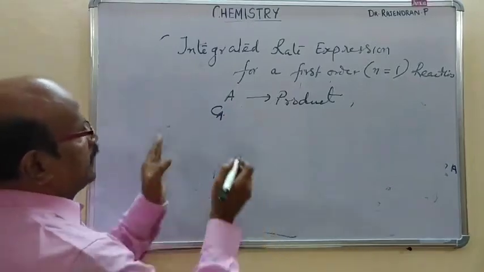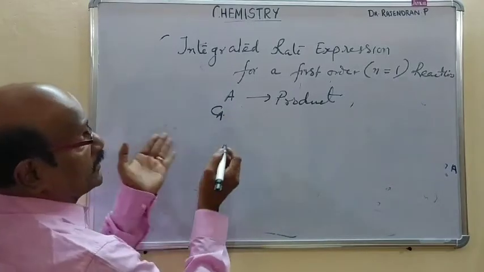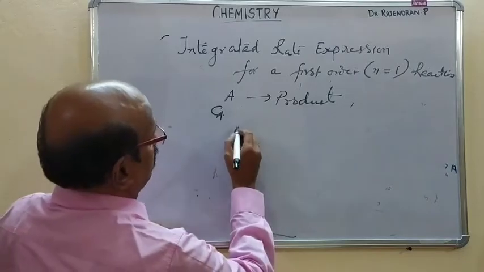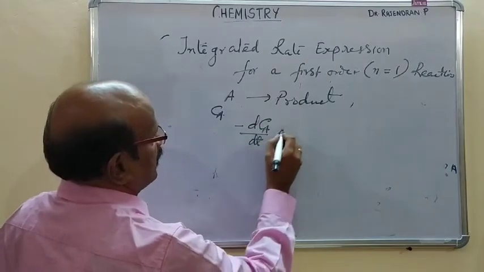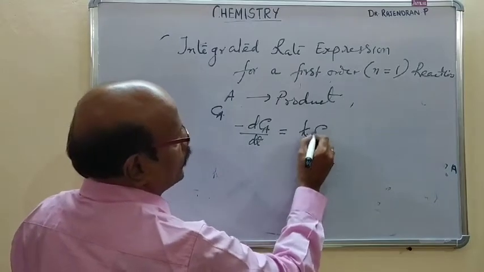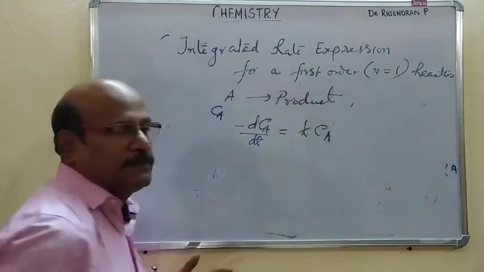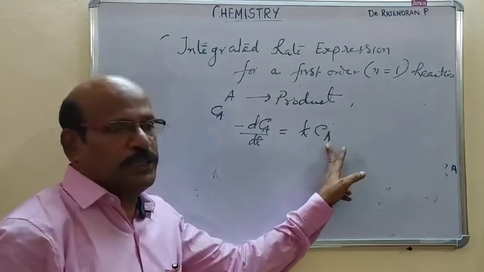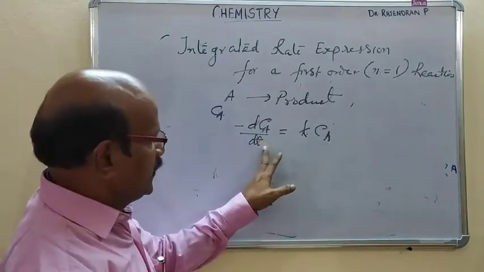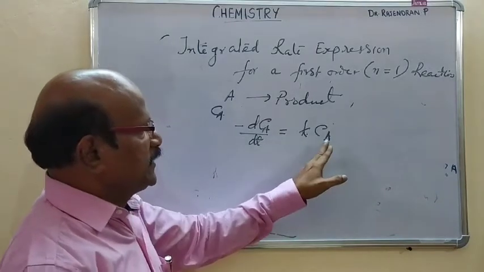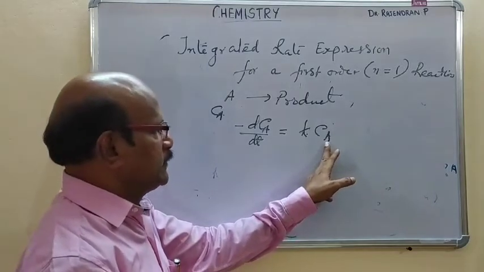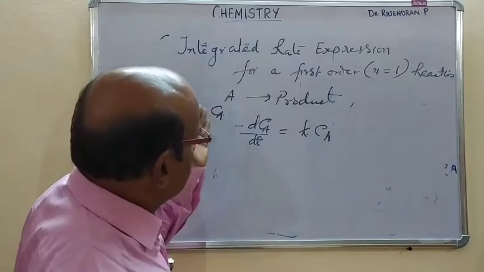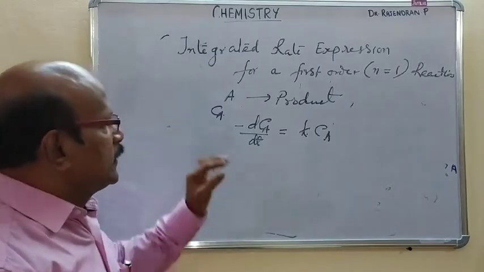Then we can write the differential rate expression: minus dCa by dt is equal to K into Ca raised to 1. K into Ca, that is the first order reaction. The reaction in which the rate of disappearance of A is directly proportional to the first power of the concentration of the reactant.